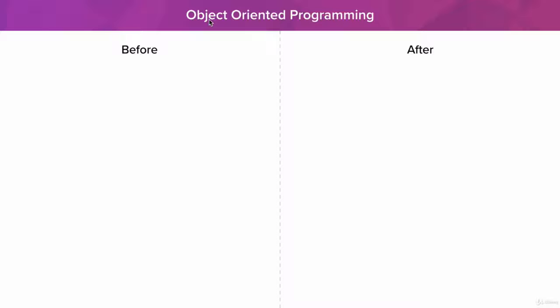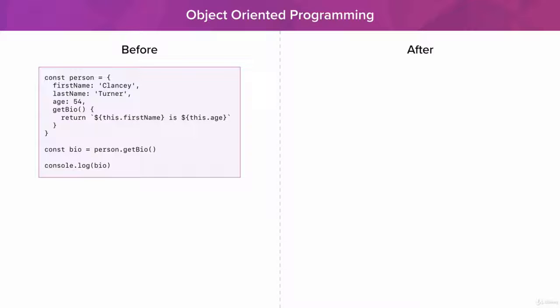So let's take a look at how we might tackle a problem given what we already know. Right here, we have some code that we can definitely understand. This is stuff we've done before. We start off by creating a person object. On that object, we have a few pieces of data: first name, last name, and age. And we have a single method, getBio. The getBio method just returns a string that's constructed using some of that data, in this case, the first name and the age. So with this data, it would read Clancy is 54.